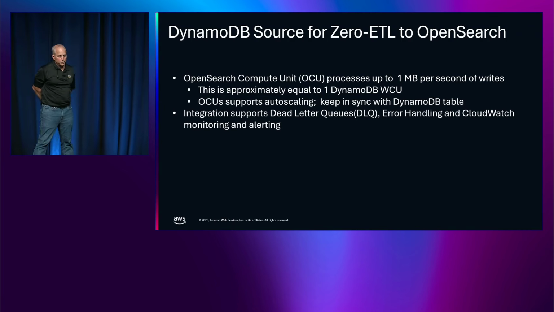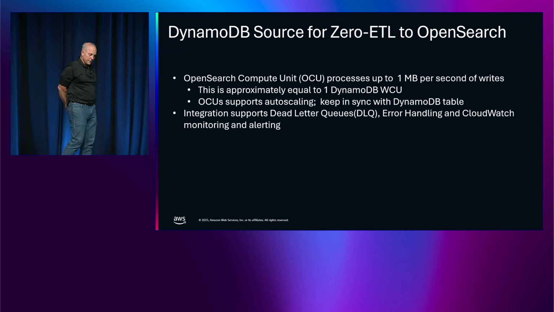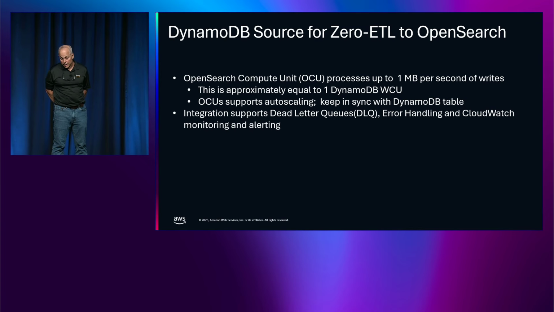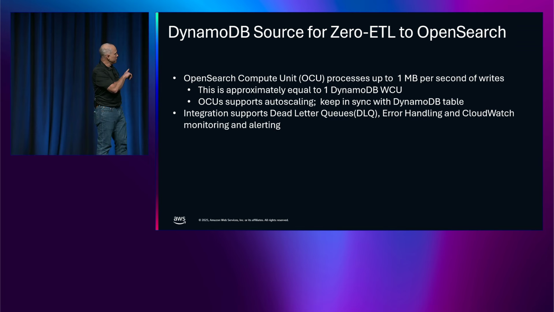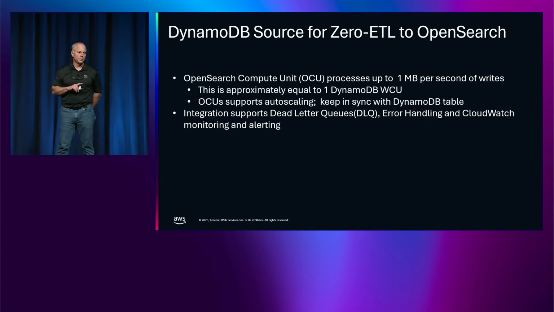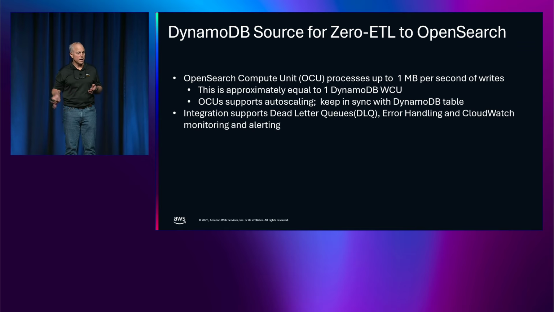All right, one caveat with OpenSearch is that on that pipeline there are OpenSearch Compute Units, or OCUs, and each OCU can process 1 megabyte of data per second. This is a typo on my slide. I apologize for that. That's actually equivalent to 10 WCUs on your DynamoDB table. So what you want to do here is match your WCUs to your OCUs so that your pipeline can process your data and keep up with the changes.